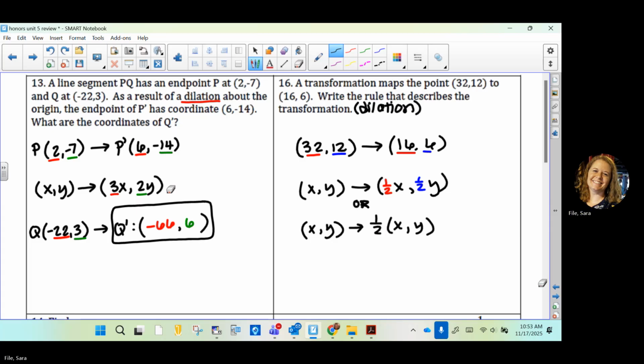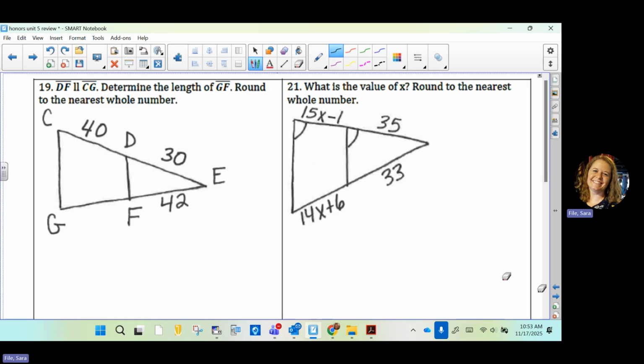21. All right, and number 21 says, what is the value of X round to the nearest whole number? So we are given these nested triangles, and we're not told that the line cutting through the original big outer triangle is parallel, but we are given these angle markings that tell us they must be parallel, because if those corresponding angles are congruent, then these lines are parallel.